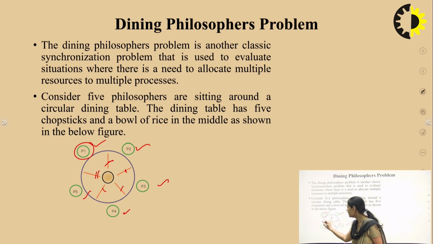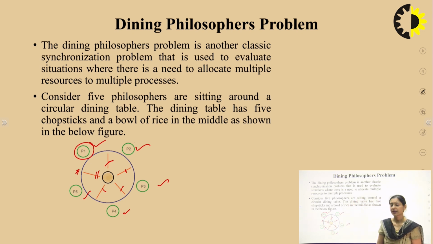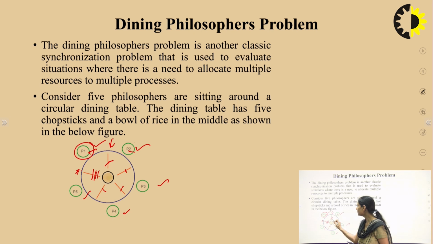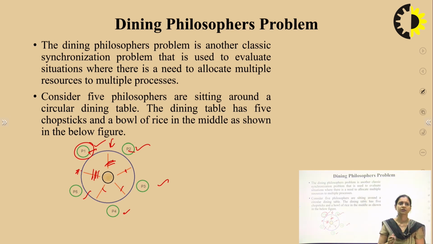pick up the left chopstick that he has. Then if that is available, he will pick up the right chopstick, and then he will start eating, that is, start accessing the resources. So each and every process has to check. These philosophers are basically the processes who are entering for execution. Every process should hold two of the resources, the left resource and the right resource, in order to perform the execution.